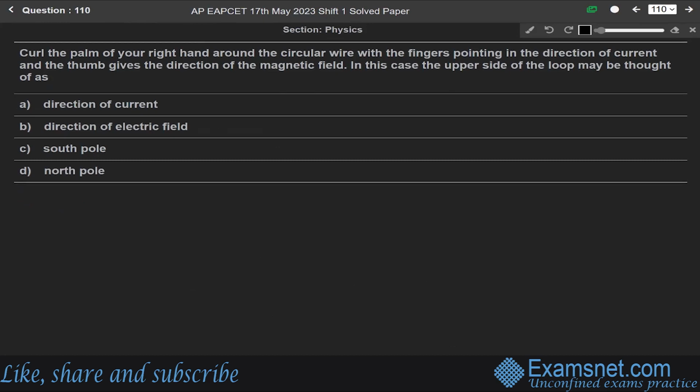Okay, now next question 110. Curl the palm of your right hand around the circular wire with fingers pointing in the direction of the current, and the thumb gives the direction of the magnetic field. In this case, the upper side of the loop may be thought of as, okay. So this question is from the chapter of moving charges and magnetism again.